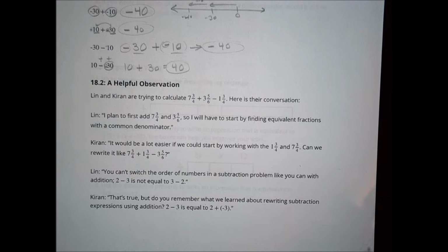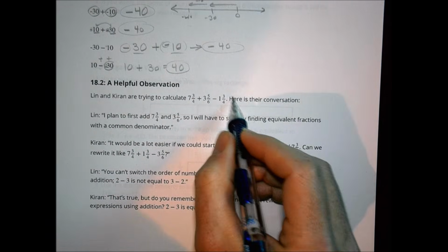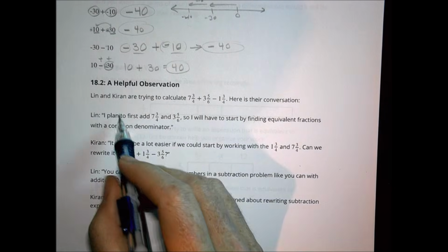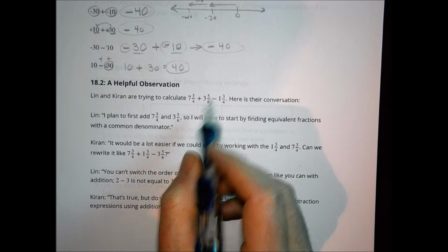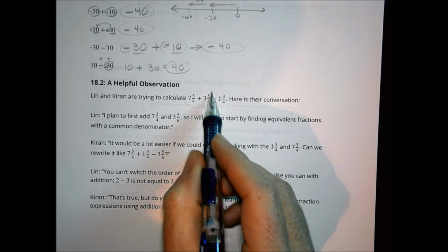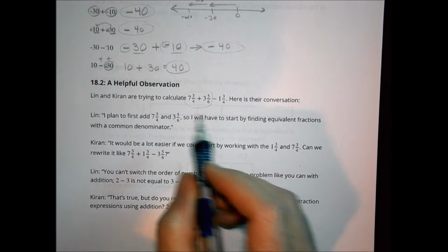This next activity is called a helpful observation. It says Lynn and Karen are trying to calculate this. Here's their conversation. Lynn says, I plan to first add 7 3/4 and 3 5/6. So Lynn says, I'm going to do this part first. So I'll start by finding equivalent fractions with a common denominator.